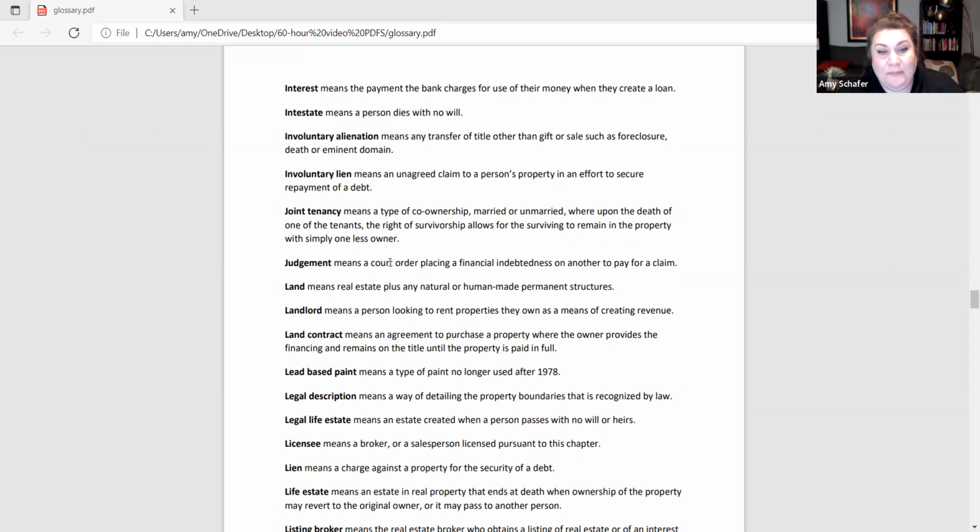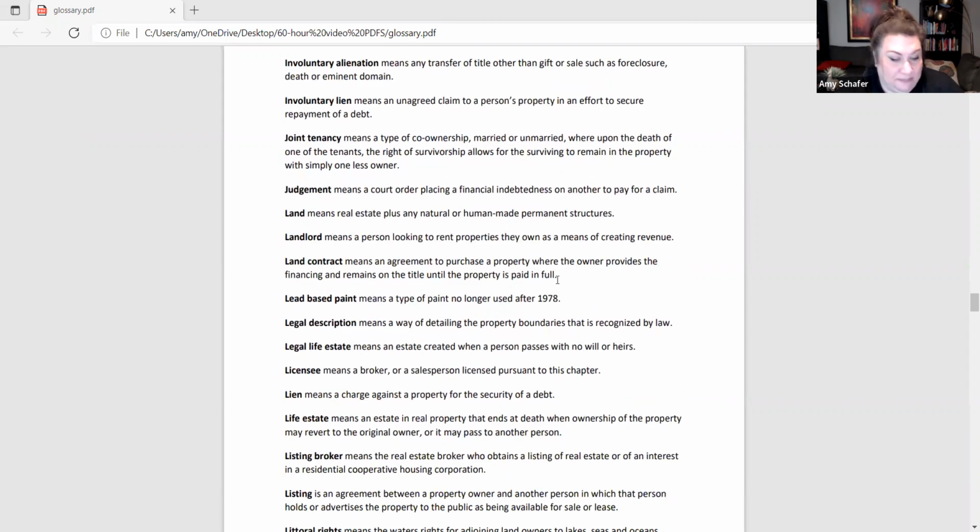A judgment. This is a court order for a financial debt that needs to be paid. It's not an encumbrance. It does not rise to the level of an encumbrance. It's a type of lien, but remember, only liens that are specific to the property become encumbrances. A judgment is a general lien. So while it is a lien, it does not rise to the level of an encumbrance.